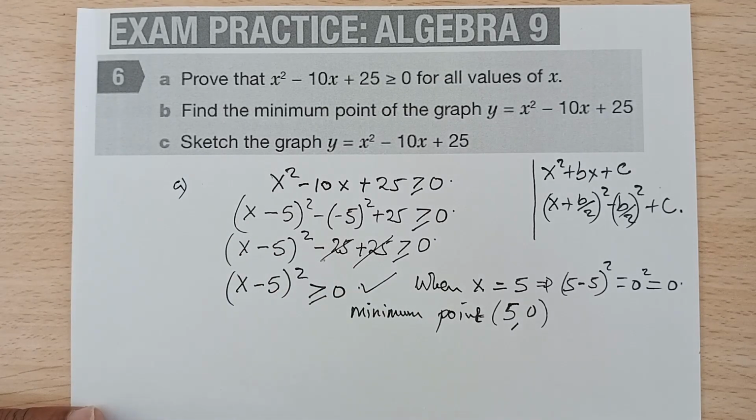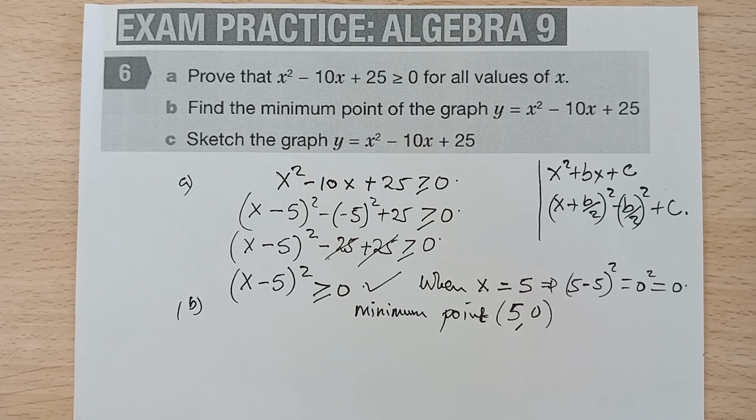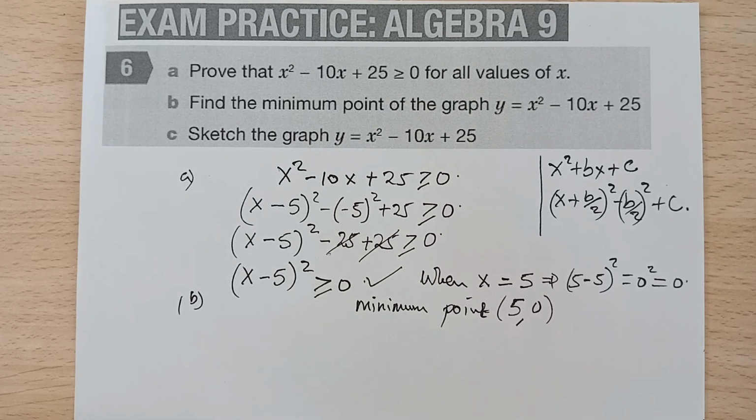We have answered part A and part B of the question, and let us now go to part C. Sketch the graph of y equals x squared minus 10x plus 25. We can still use this completing the square method, whereby we take x at different values. If we take x to be 0, then 0 minus 5 is minus 5, and minus 5 squared is 25.